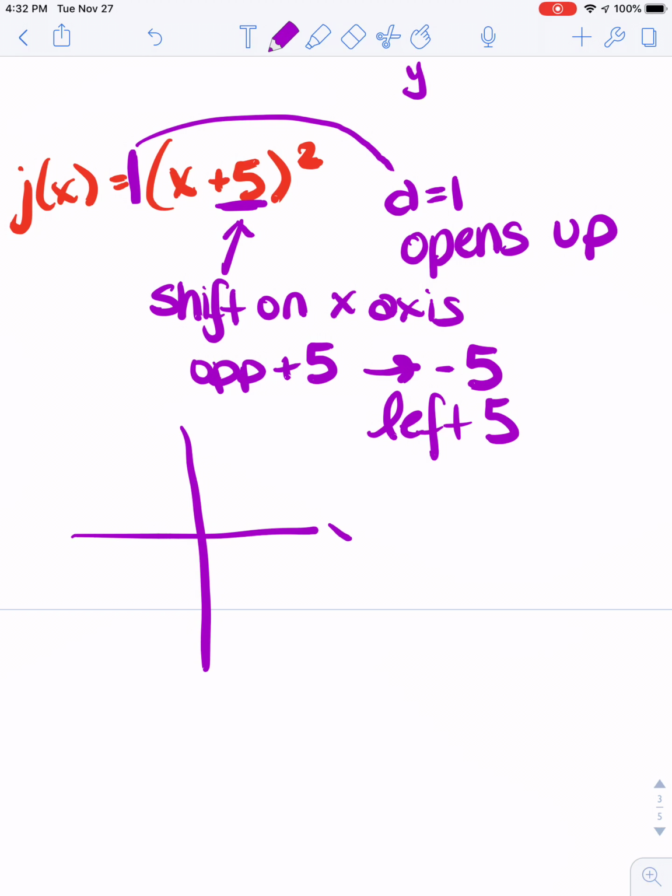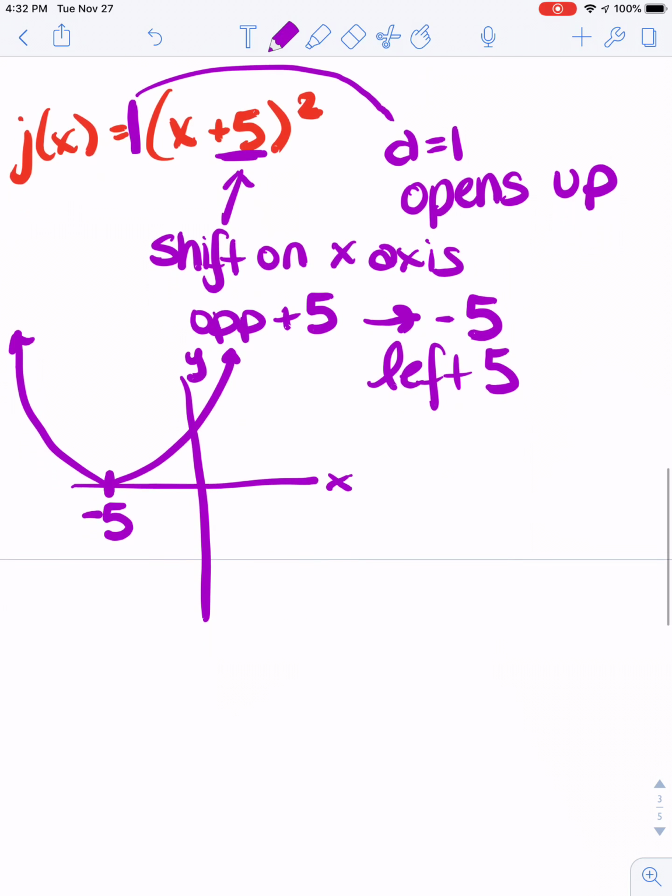So if I have an x and y axis like this, if I go to the left 5, I'm going to have to go to negative 5 here. And then it's going to open like this.